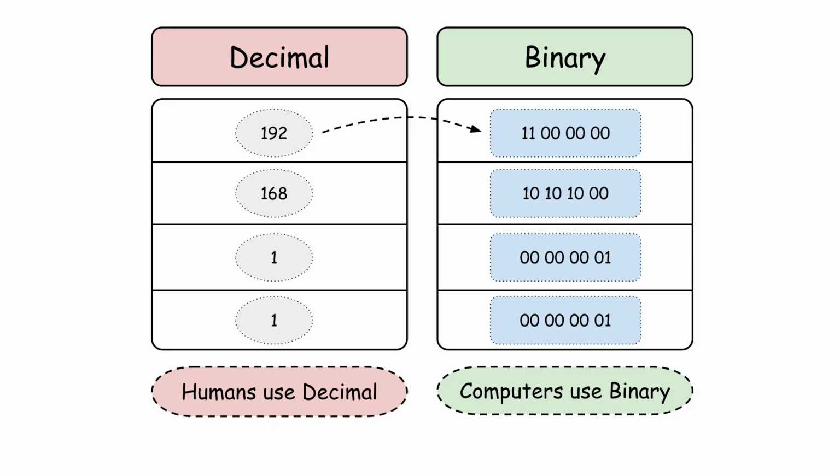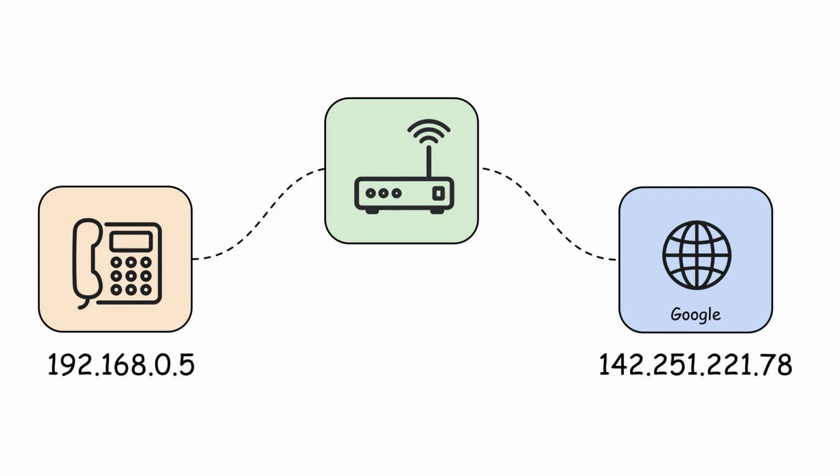But computers don't see 192 or 168. They see binary. That's how they talk, using ones and zeros. So what do IPs actually do?